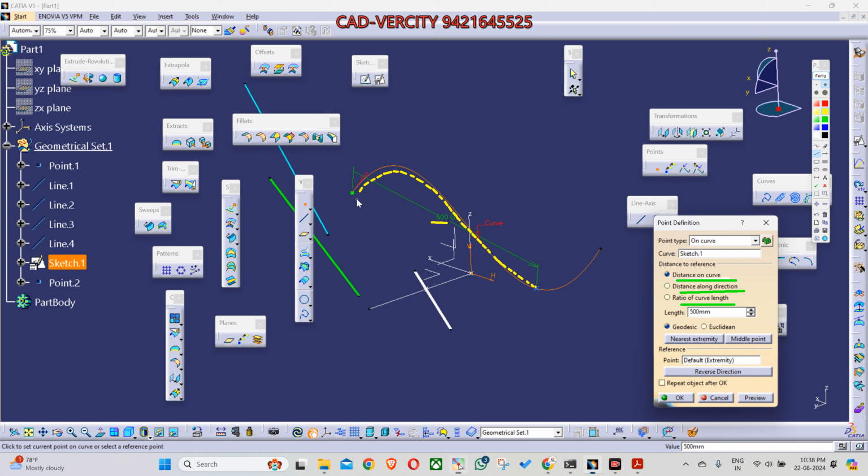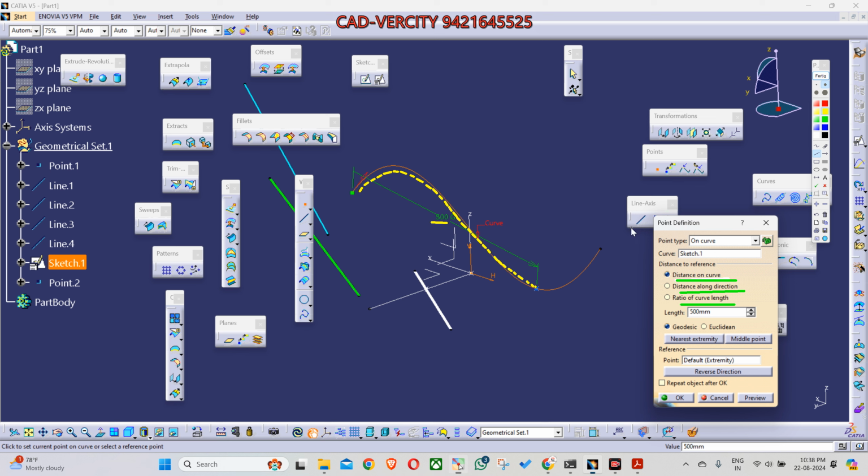The measurement will be along the length, from start to end. It will not be like this 500 straight distance. It will be something like this. So it divides the total length in ratio. Okay, no issue, we will cover this point later.